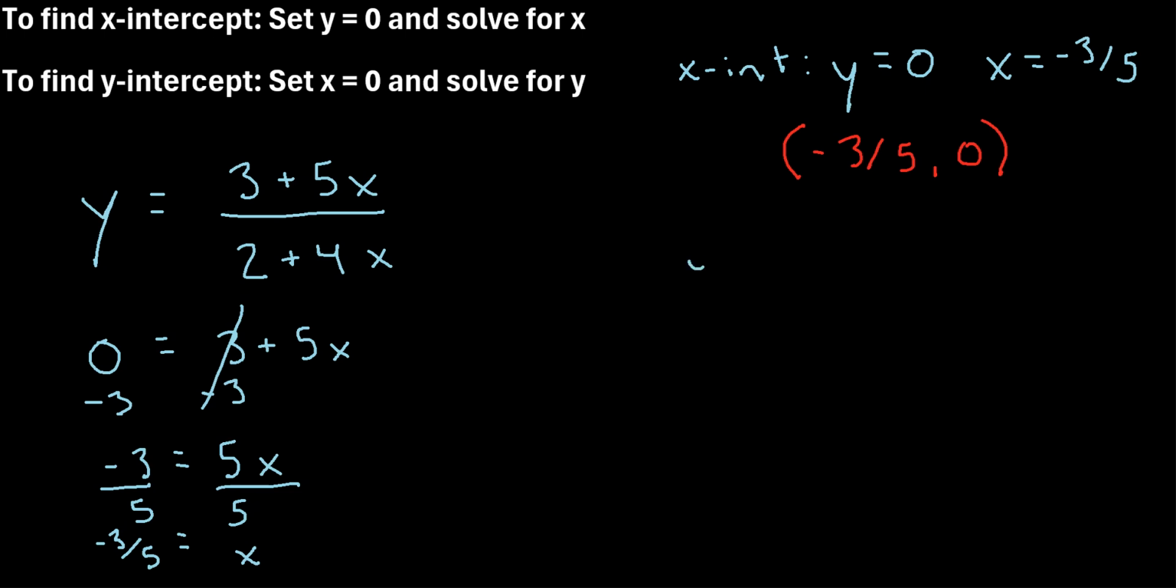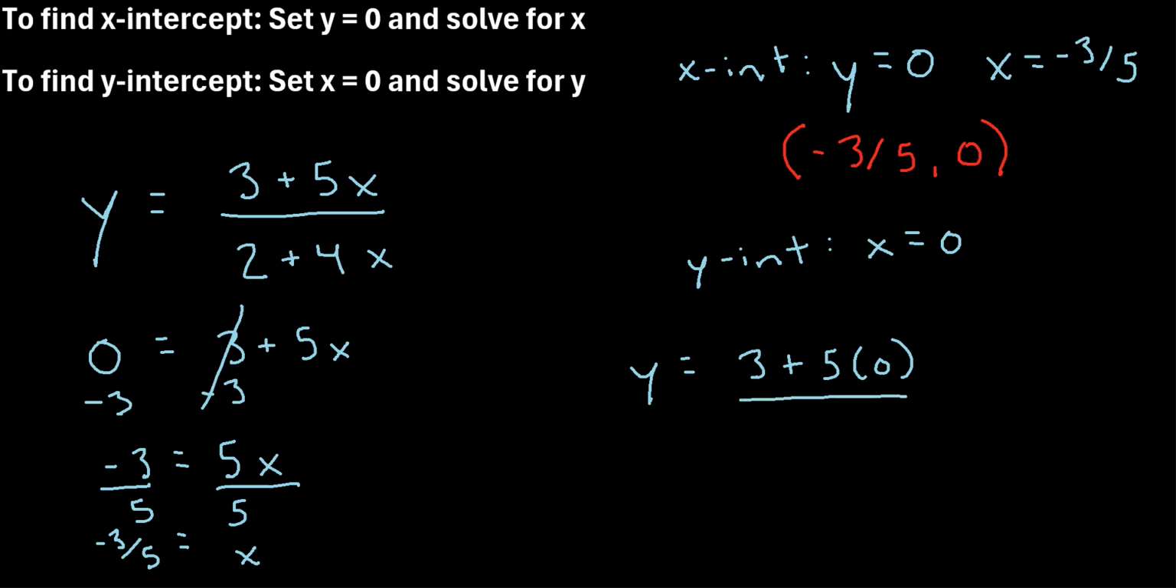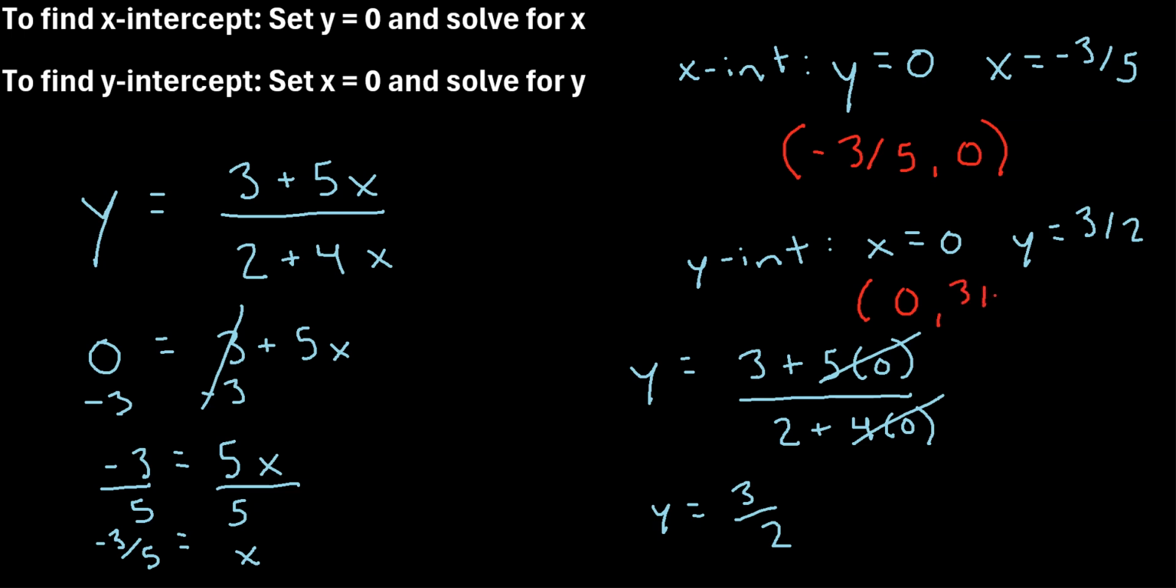Now let's find the y-intercept. Remember, for the y-intercept, we set x equal to 0 and we solve for y. So we get y is equal to (3 plus 5 times 0) divided by (2 plus 4 times 0). Notice both of these terms go away since they're multiplied by 0, and we're left with y is equal to 3 halves. So the y-intercept we can write as the coordinate pair 0, comma 3 halves. So that's how to find the x-intercept and the y-intercept of this rational function.